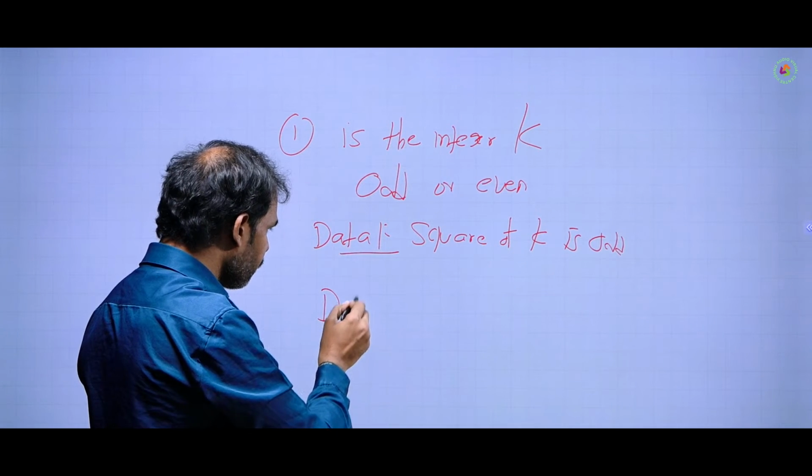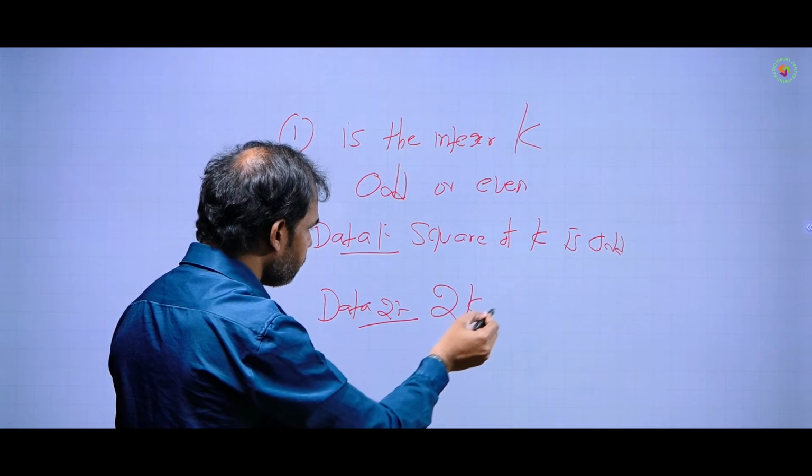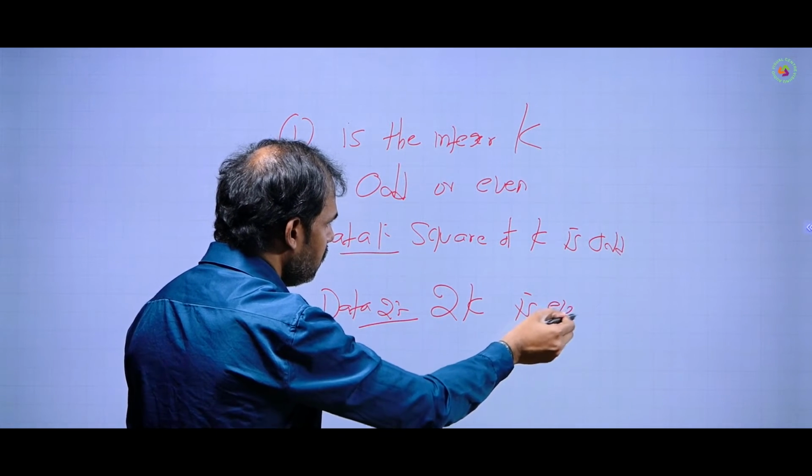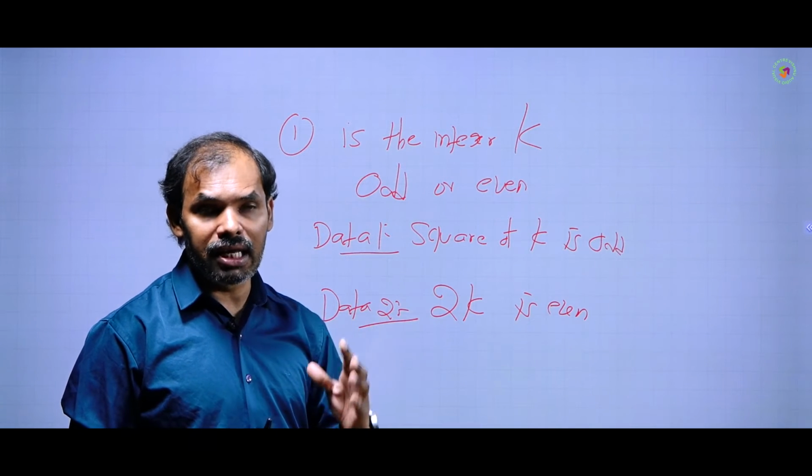Data 2, 2k is even. First they will give one question: is the integer k odd or even?